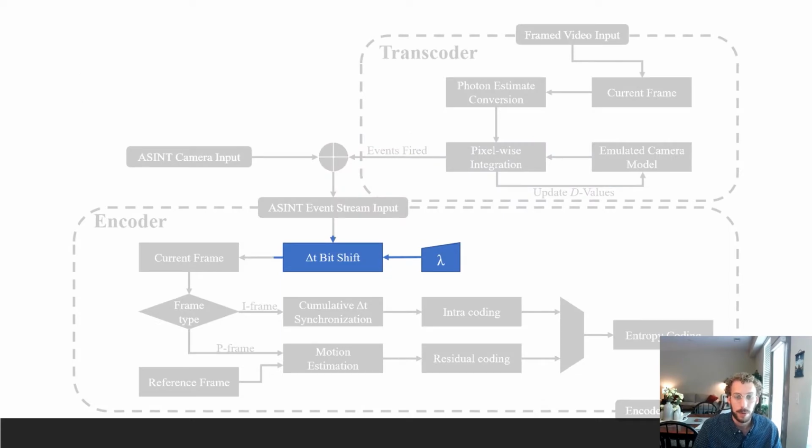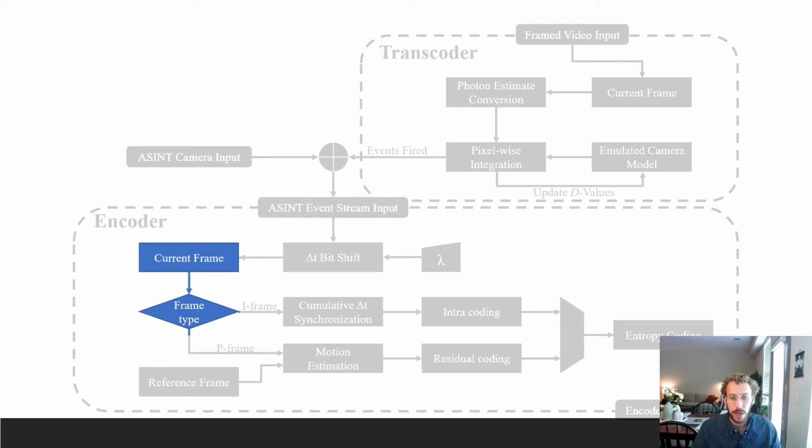And then from those events that we read in, we perform a delta t bit shift. We're going to bit shift every single event's delta t value, which is the time since that pixel previously fired an event, to the right by a user-specified factor lambda. This is a pretty simple, straightforward way of compressing the temporal granularity of all of the events.